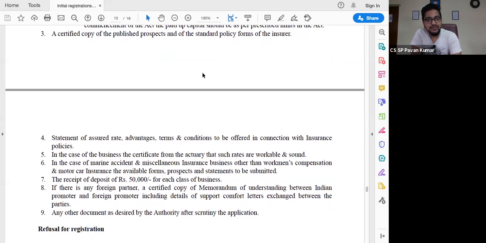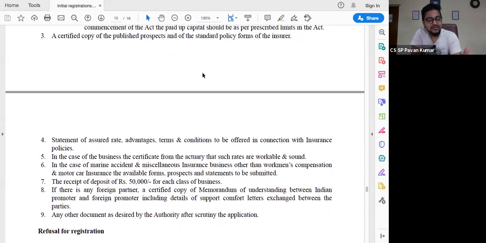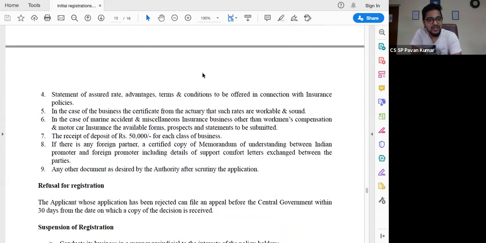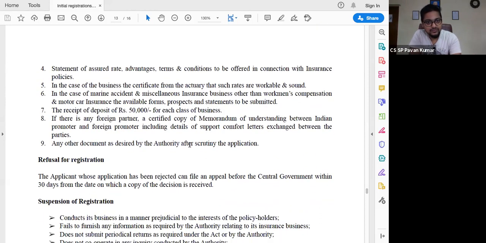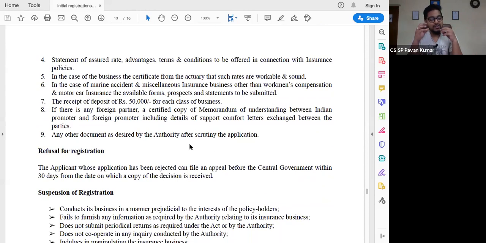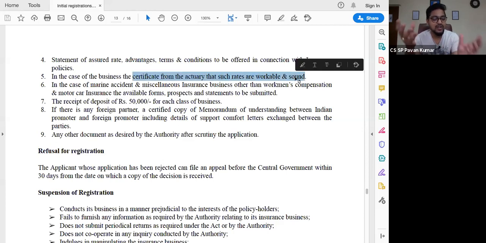Certified copy of the published prospectus and the policy standards that they're going to have, and a statement assuring the rate, advantages, and conditions. So whatever they normally give to their customers, a copy of all those things: policy details, the advantages, the rate at which it is going to be charged, and saying that after we charge this particular rate also, we can do the business properly. It is a workable and a sound model that we are doing.